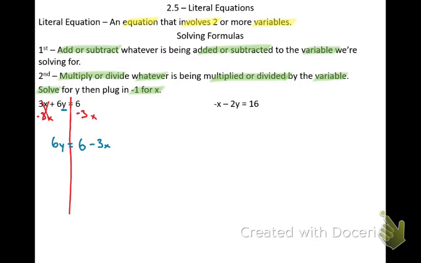Our last step in this equation is going to be to divide each term by 6. And again, the y and the 6 are multiplying, so we have to divide those. They'll cancel out on the left-hand side, so I'm left with y equals 6 divided by 6 is 1. And then just be careful with your negative. A negative 3 divided by 6 is going to be a negative 1/2 x. And that's your final answer for that problem.